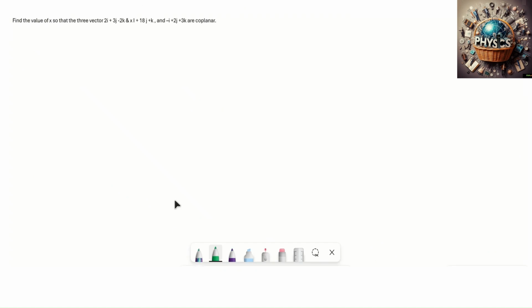So let us have the next question. It says, find the value of x so that the three vectors 2i plus 3j plus 2k, xi plus 18j plus k, and minus i plus 2j plus 3k are coplanar.